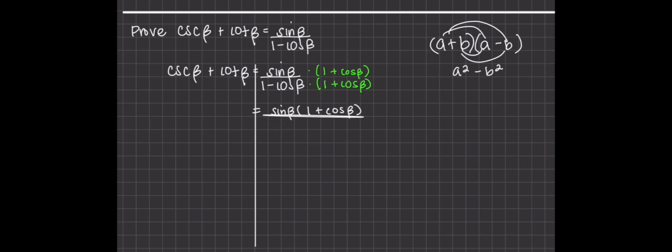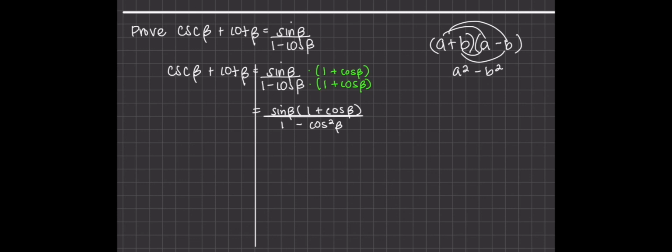But in the denominator, I'm going to distribute. So 1 times 1 is 1 squared, which is 1. The middle 2 terms are going to cancel and become 0. So I get cosine of beta minus cosine beta is 0. And then negative cosine beta times positive cosine beta is negative cosine beta squared, or cosine squared beta.